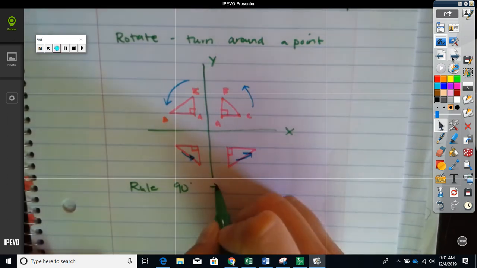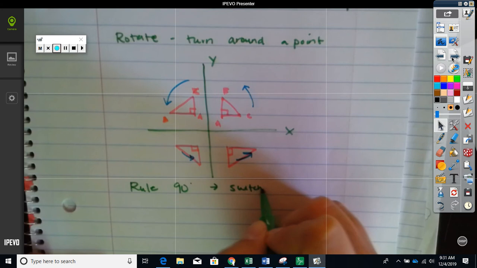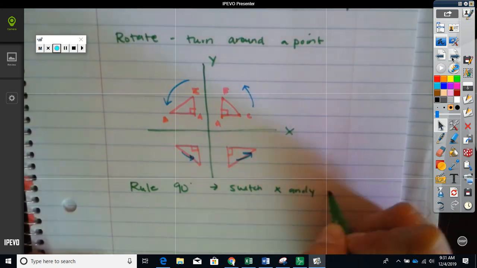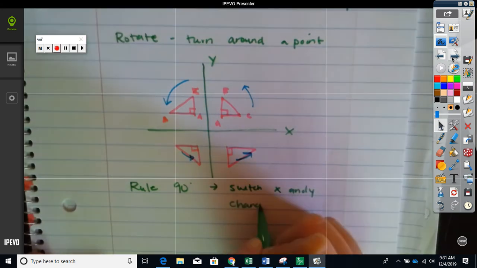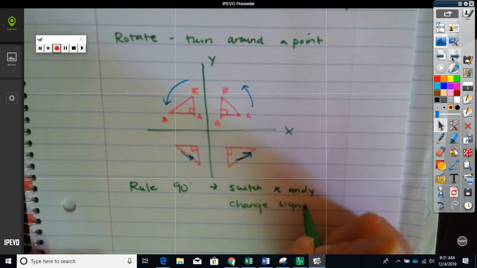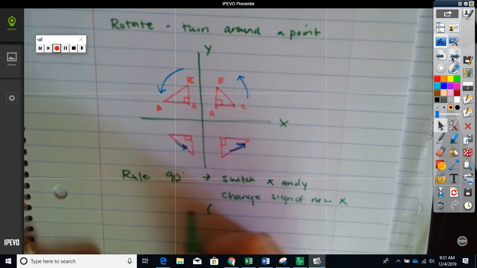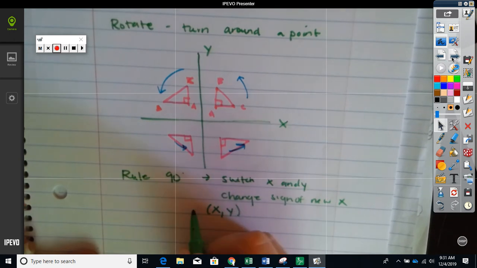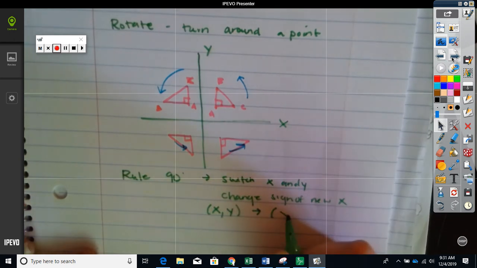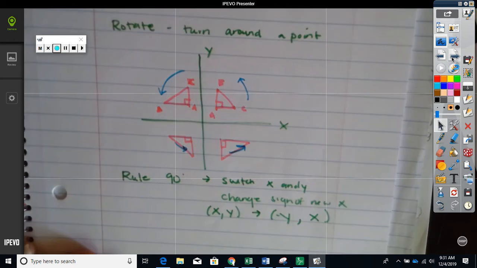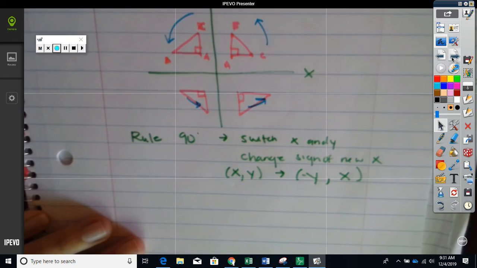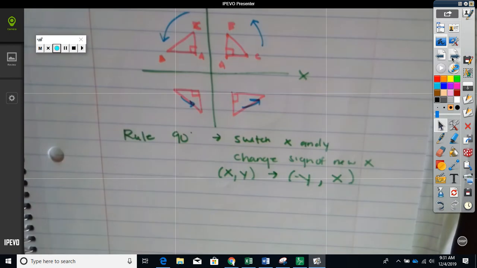What you do is you switch x and y, and you change the sign of the new x. Okay, so it first is x, y, and it changes to negative y, positive x. So I'll do an example with you.